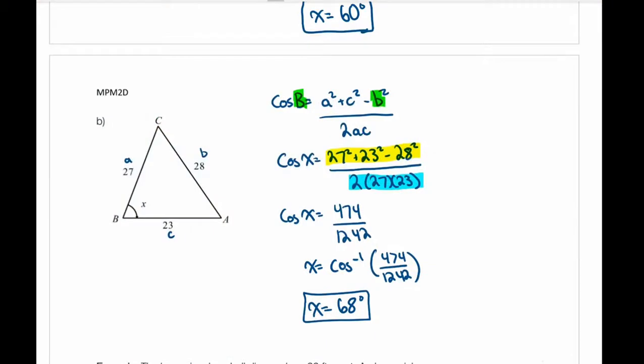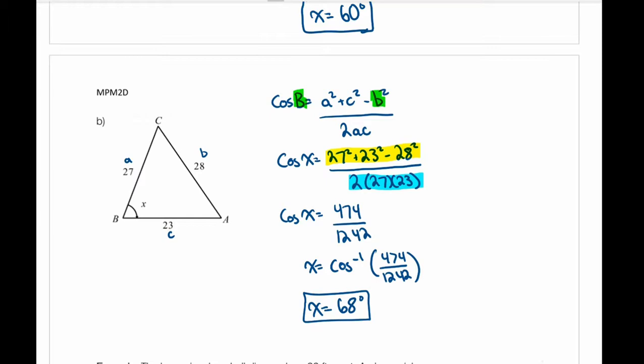So coming back to this question, we should have picked the formula cosine B equals a squared plus c squared minus b squared, all divided by 2ac. Again, the key thing is that the angle we're looking for, B, is paired up with its corresponding side, the one we're subtracting. So those are the two positions where it should be. A and C are the other ones, and it doesn't really matter, because the order doesn't matter.